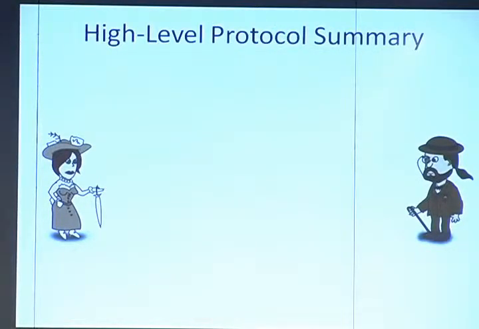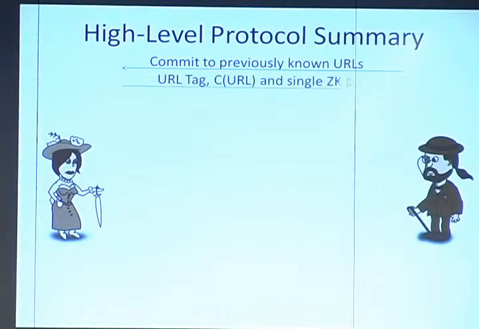OK, so those were the building blocks. Now I'll describe the protocol itself. So this is sort of a high-level summary. So first, Bob commits to all the previously known URLs. So he sends commitments to everything he already knows.